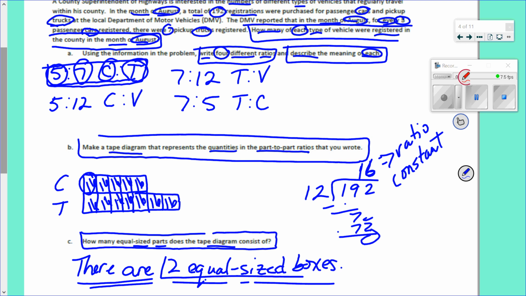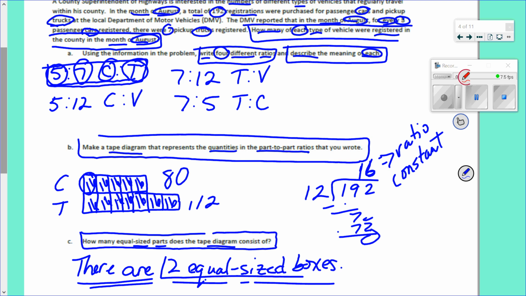Now that I have it in every box, I can actually apply it to figure out how many of each vehicle were registered, right? So how many cars were there? How many boxes? 5. 5 boxes of 16 gives me what? 80. 7 boxes of 16 gets me? 112. Yeah, you just added one more 8 to 80. You didn't add 2 more.